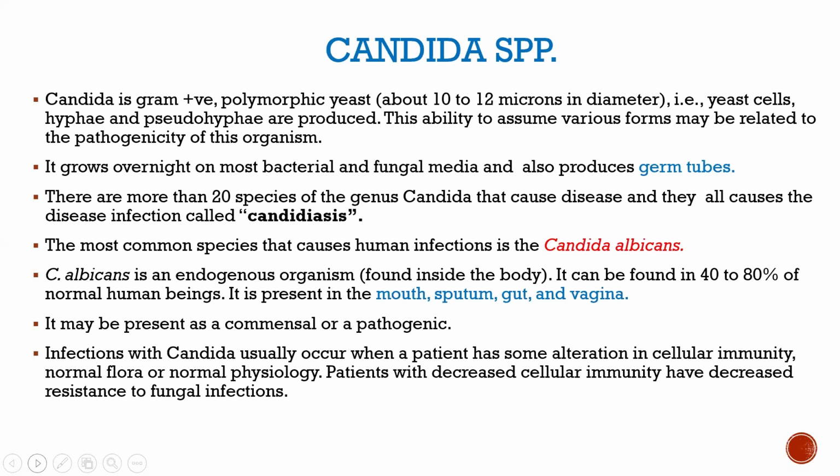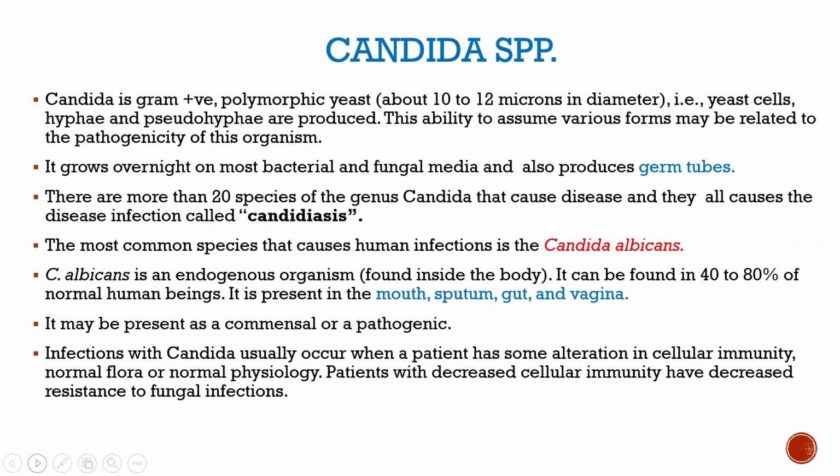Then it can be found in 40 to 80% of normal human beings. Candida albicans can be part of the normal flora in the human body, which means it doesn't cause disease when it's found in the right environment. But whenever the environment or the pH is distorted, it can cause disease. For example, it's present in the mouth, in the sputum, in the gut, that is the stomach, and then in the vagina of a woman.